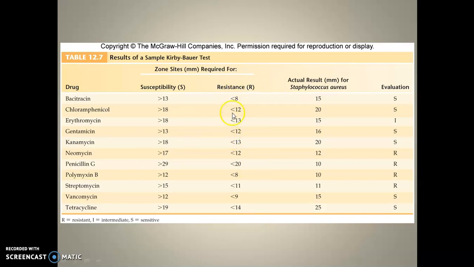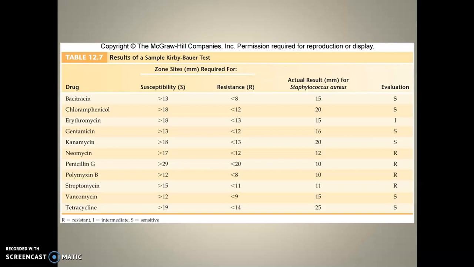So if we were to take a measurement of Staphylococcus aureus and we got 15 millimeters, well, we look here, 15 millimeters is greater than 13, so we would put an S and say that it is susceptible. Okay, so that's what you're going to be looking at in the lab: measuring those zones and determining whether they're considered resistant, intermediate, or susceptible.